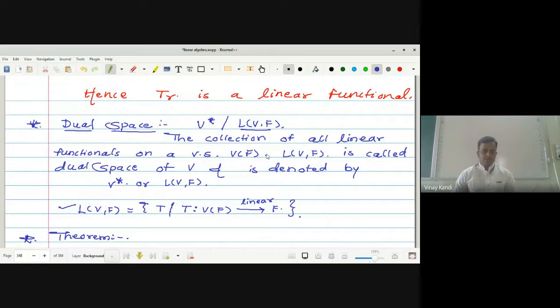What is dual space? The collection of all linear functionals on a vector space V over F is called the dual space. It is denoted by V star or L(V, F). L(V, F) means the set of all linear functionals on the vector space V over F. L(V, F) is equal to the set of T such that T is a linear functional from V to F, which is linear.